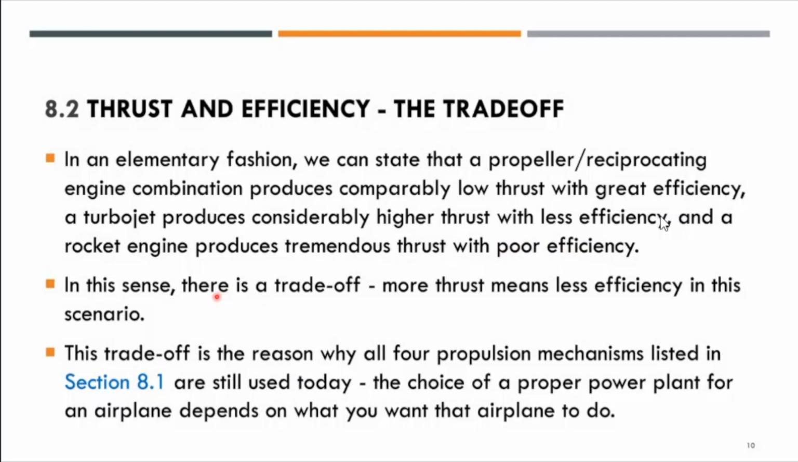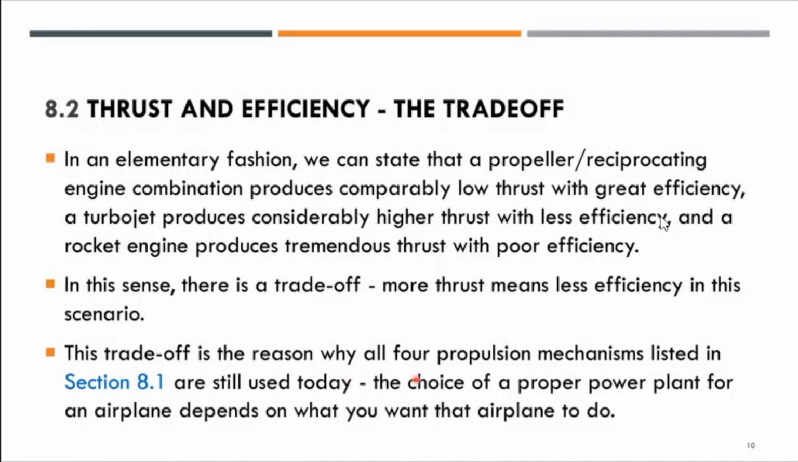Okay, so in this sense, there is a trade-off. More thrust means less efficiency in this particular scenario. This trade-off is the reason why all four propulsion mechanisms were listed earlier in section 8.1. And the question that we asked was, why do we need such different types of propulsion engines?